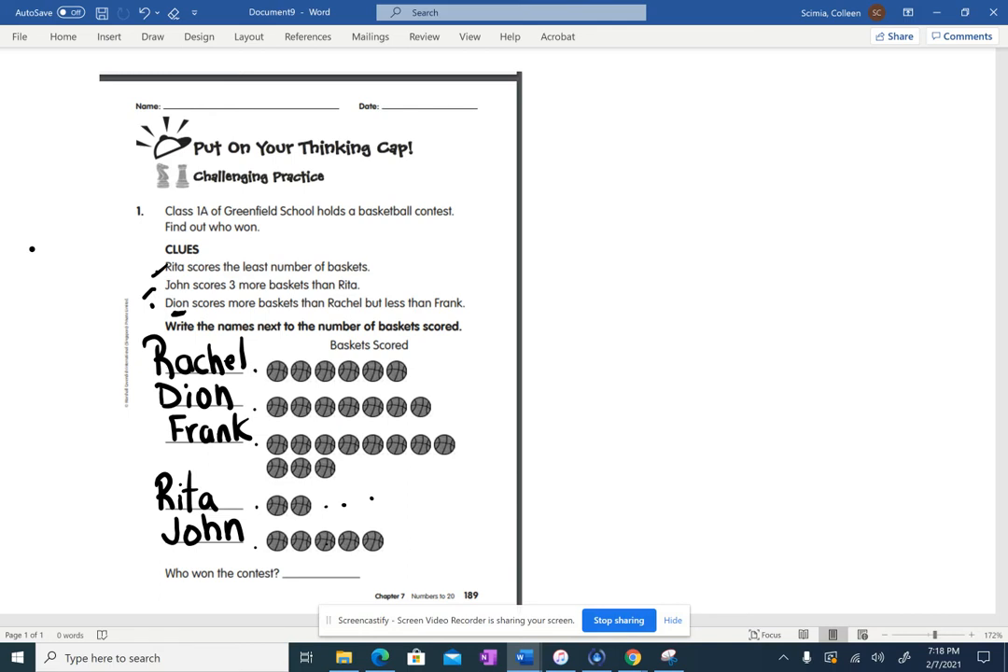So if you look right here, Rachel had 1, 2, 3, 4, 5, 6. Dion had 1, 2, 3, 4, 5, 6, 7. Frank had 1, 2, 3, 4, 5, 6, 7, 8, 9, 10, 11. Rita had 1, 2. And John had 1, 2, 3, 4, 5. So if you look at all the numbers there, which one is the greatest? And that would belong to Frank.